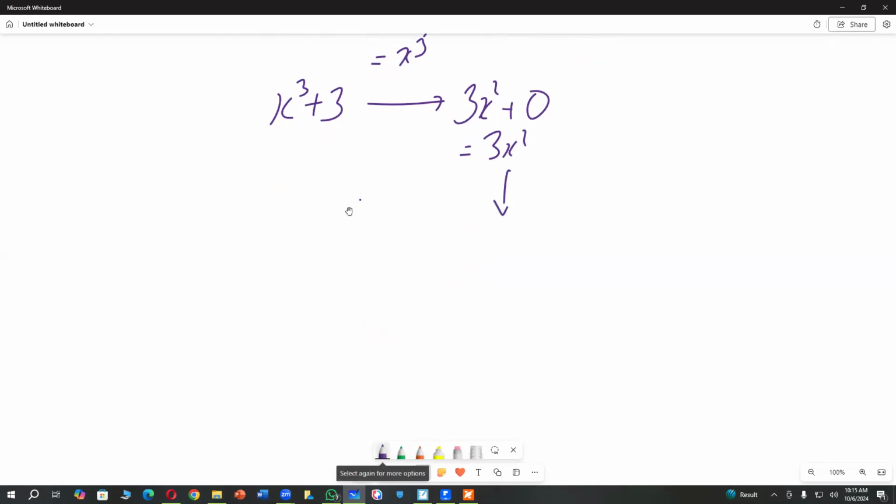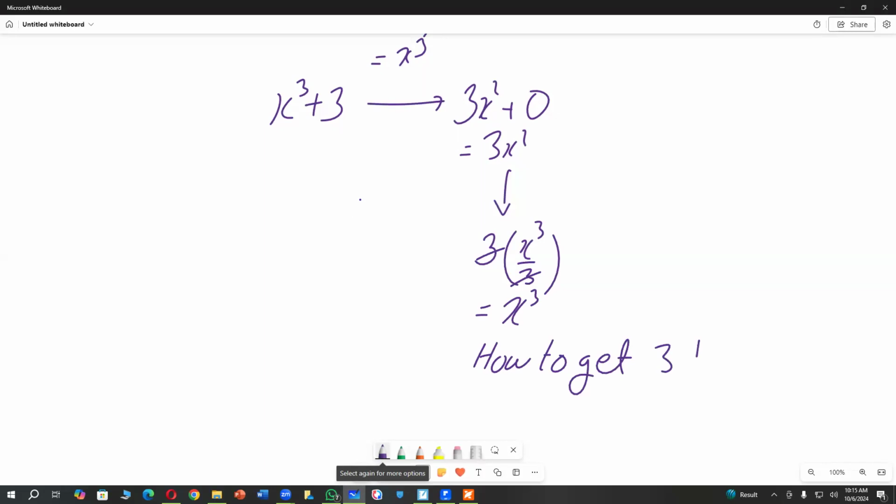And now if I integrate, I will increase the power by 1 and divide by the same added power. So I will get x cubed. Now the question comes, how to get 3 back? Because whatever constant is there, it will turn into 0. This is a very critical problem. And the problem is, how do you come to know what the constant would be?